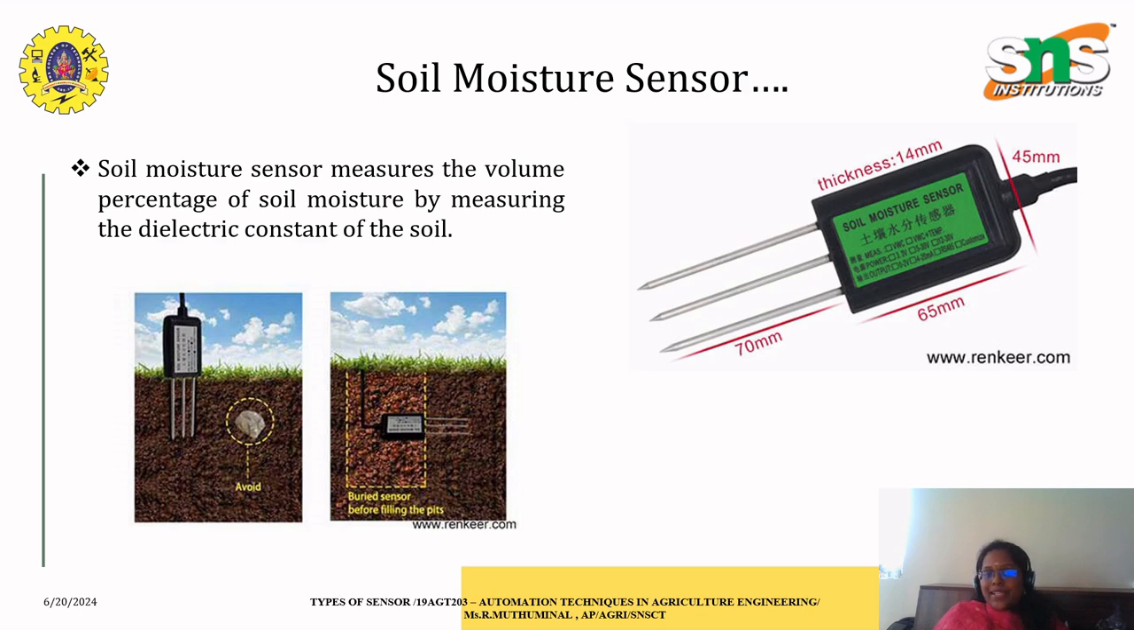As we know, the soil moisture level which is available will be divided into 4 stages, and only one certain stage will be available for the root zone.